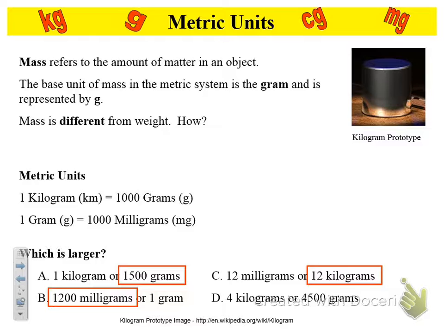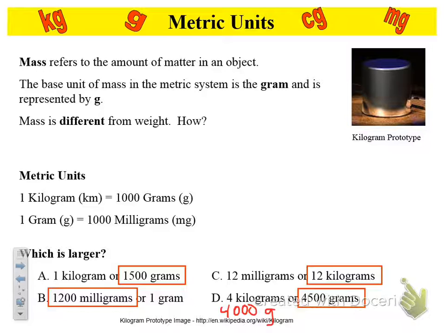All right, what about D? 4 kilograms or 4,500 grams? Which one's bigger? Sydney? 4,500 grams. How do you know that? Because there are 1,000 grams in 1 kilogram. Good. So 4 kilograms actually equals 4,000 grams, is what Sydney said. So 4,500 is bigger.